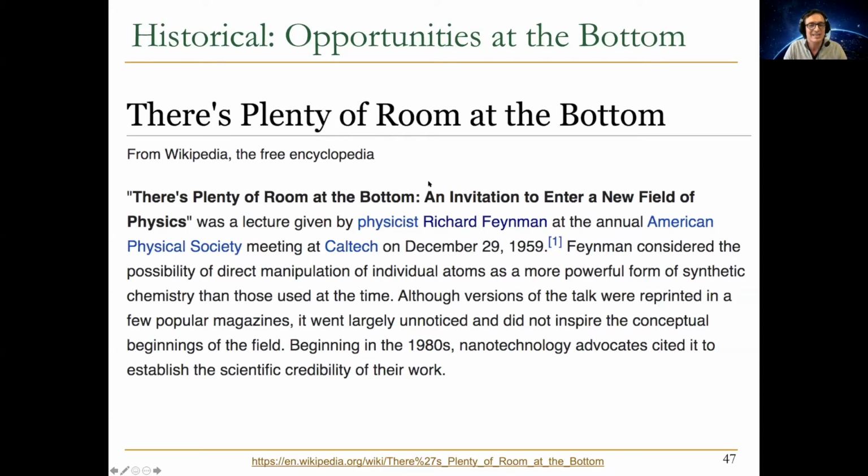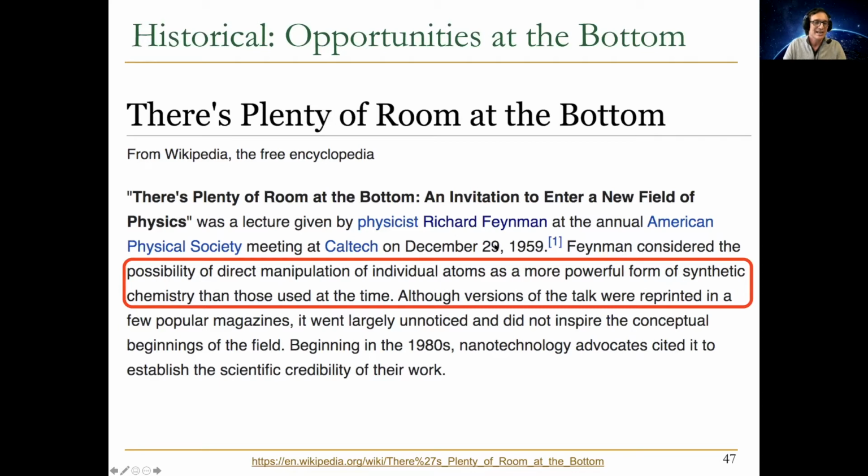And what he meant when he said this in 1959 was that essentially devices and circuits, mostly devices actually, present a huge opportunity for us to improve and innovate the systems that we're designing. He actually mentioned, for example, direct manipulation of individual atoms using devices so that you can have much more powerful synthetic chemistry. And then later, this talk was relatively unnoticed, let's say. You can see the Wikipedia over here. Nanotechnology advocates, who are actually quite successful today because nanotechnology is everywhere today in design, basically used this talk to establish the scientific credibility of their work.